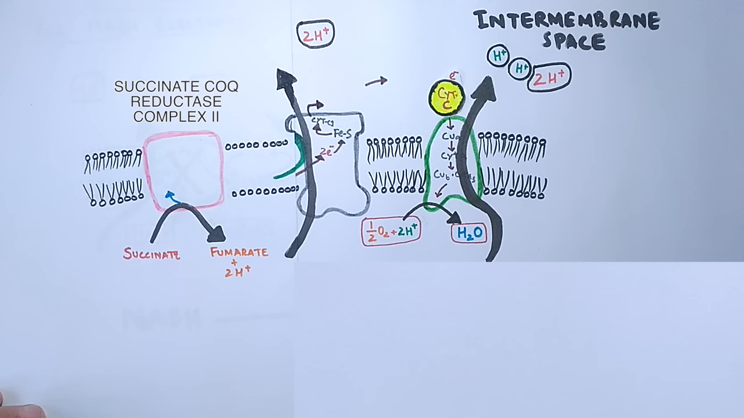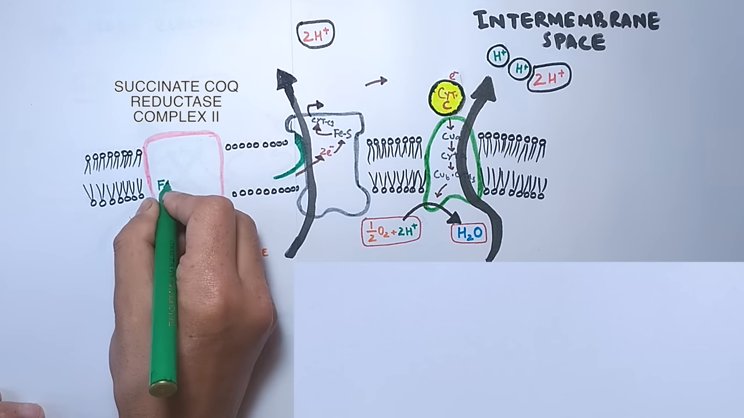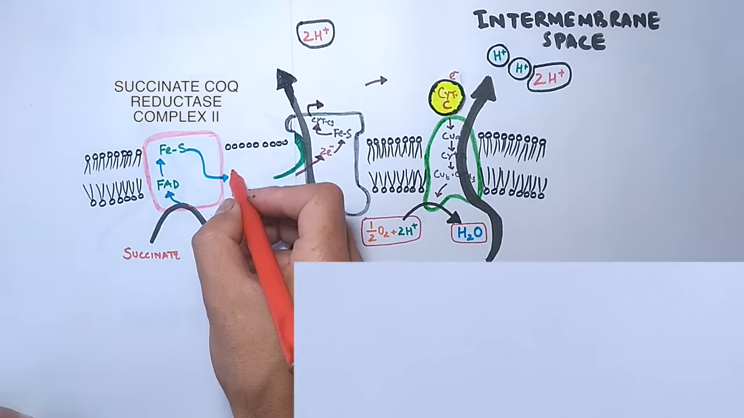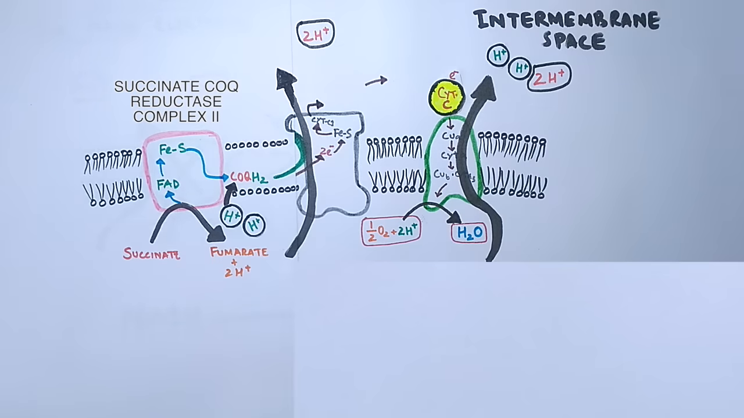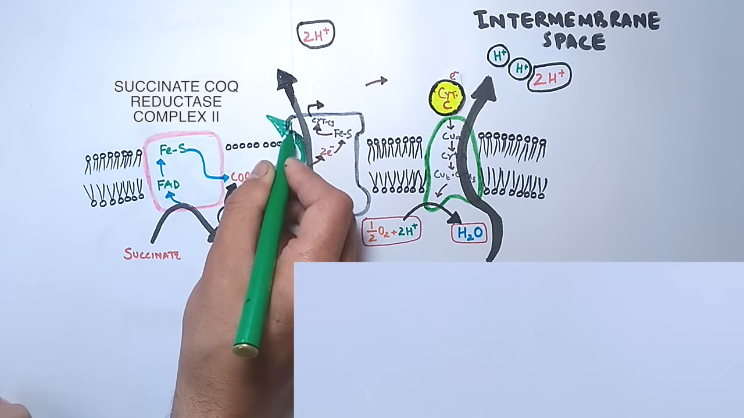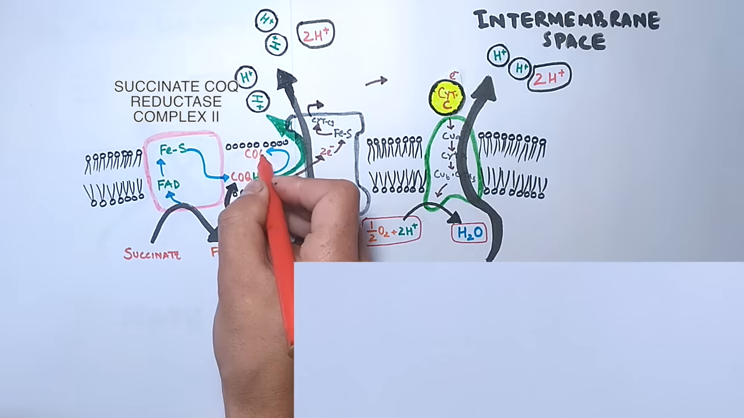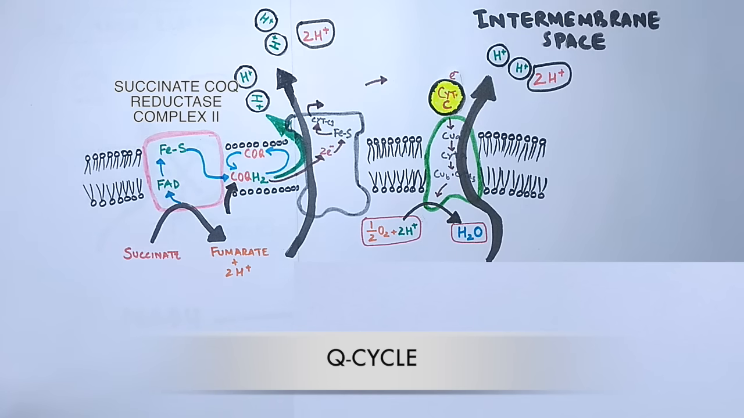The two electrons released in the conversion of succinate to fumarate in citric acid cycle are transported first to FAD, which gets converted into FADH2. Then this FADH2 molecule loses two electrons to an iron sulfur cluster and finally to CoQ, which gets reduced to CoQH2. And in that process, four protons are pumped into the intermembrane space from matrix, as you can see in this diagram. And eventually, we also get CoQ back into the Q cycle. Now from here, all the reactions are same as we have seen for NADH electrons.